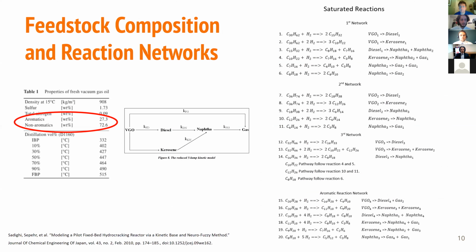After this, we wanted to accurately model VGO, vacuum gas oil, into the hydrocracker, or accurately model the composition of that feed. As you can see from our literature data, about 1/4 of that feed is aromatics and 3/4 of it is non-aromatics. From this, we created our reaction network, which takes each of those 4 VGO components that we chose in the last step and degrades them through the kinetic model shown in the middle there. The full network is listed to the right.